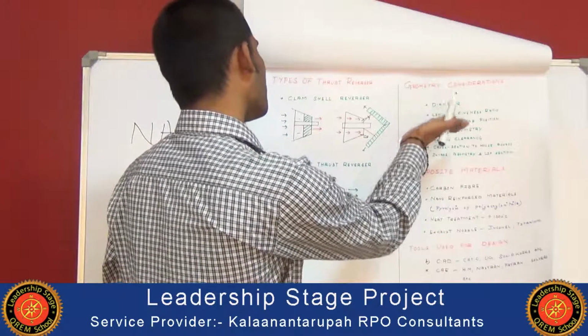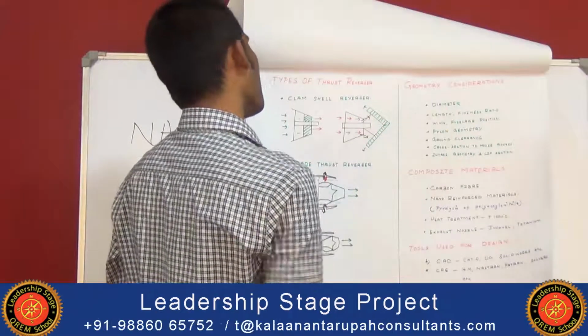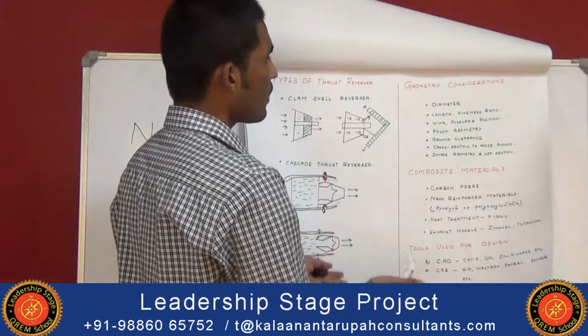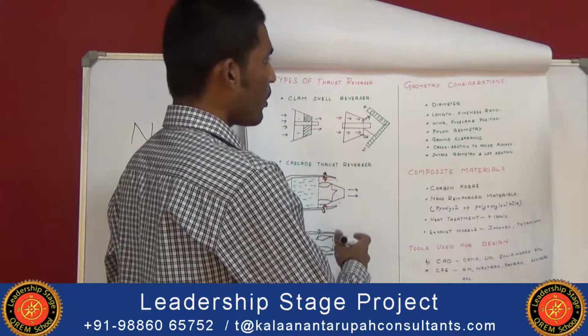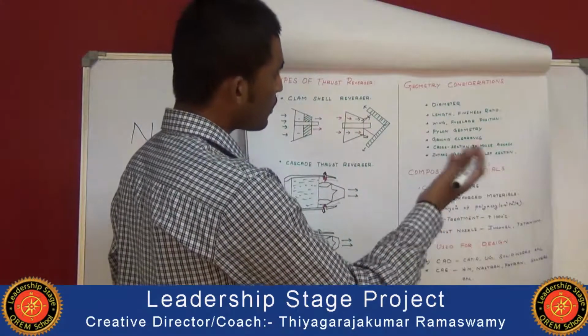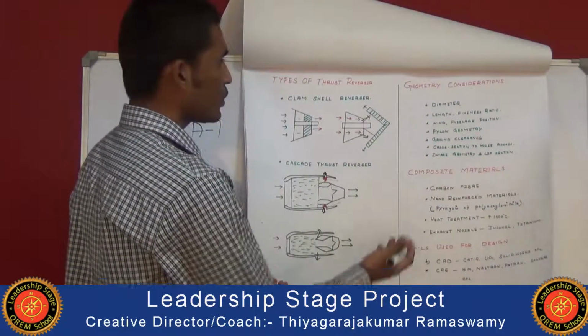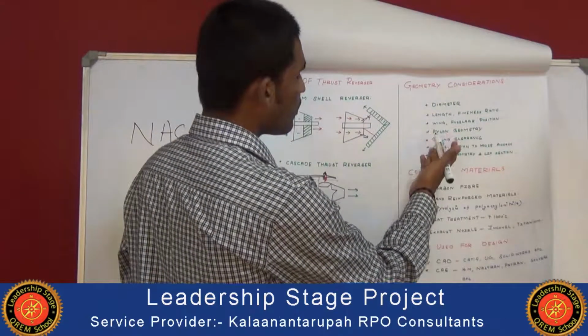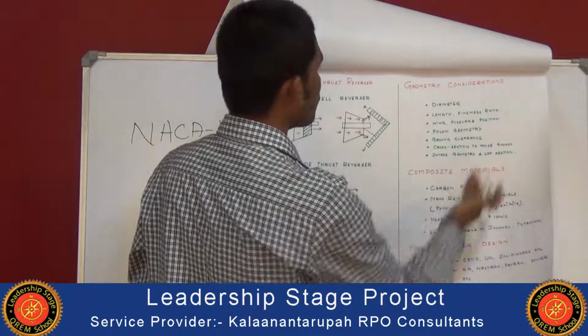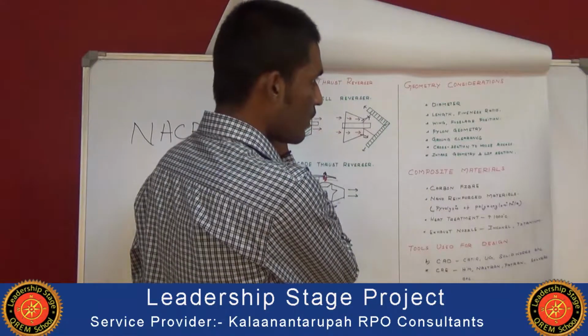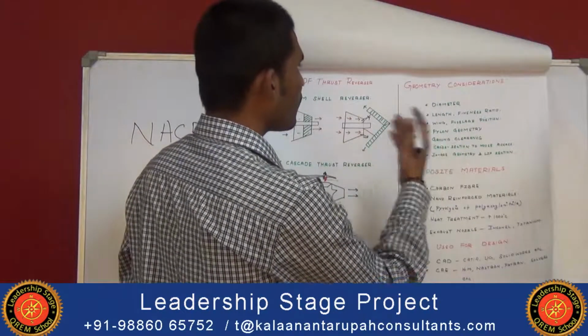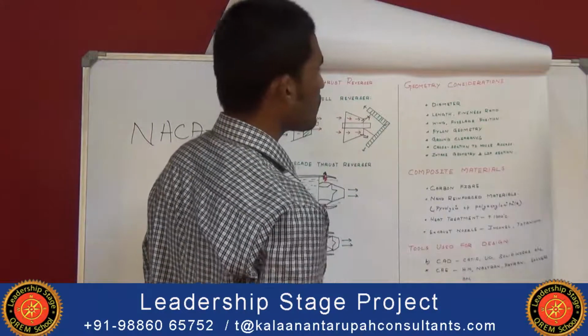We are considering the engine diameter, so that only we are designing the nacelle structure, that is the inlet diameter as well as the exit diameter as the maximum diameter of the nacelle. Next one is length, that is the length of the nacelle as well as the fineness ratio. Fineness ratio is the ratio between the length of the nacelle to the maximum diameter of the nacelle.